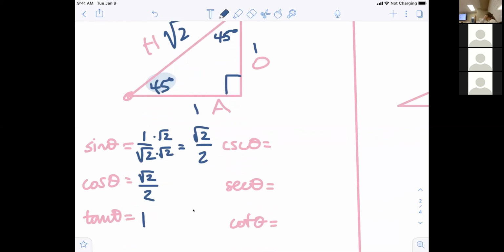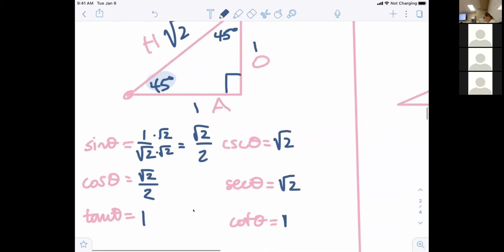Now we're going to flip them all. So if sine was 1 over root 2, cosecant is root 2 over 1. Well, anything over 1 is just itself, so that's redundant. I'm just going to write it as root 2. Secant is also just root 2. And then cotangent, 1 divided by 1, is the same thing. It's 1.